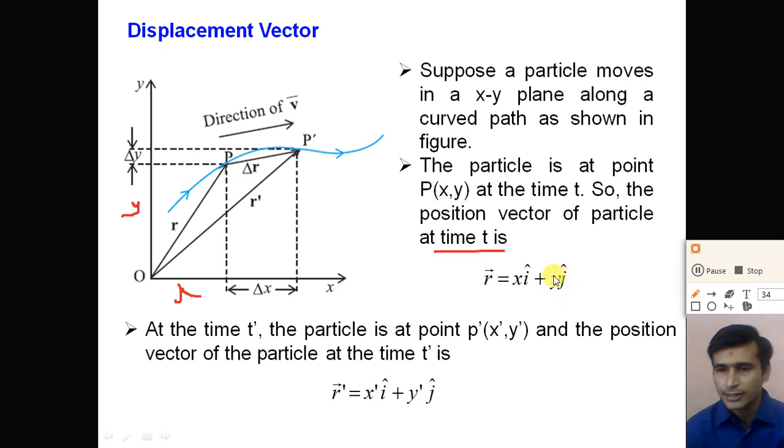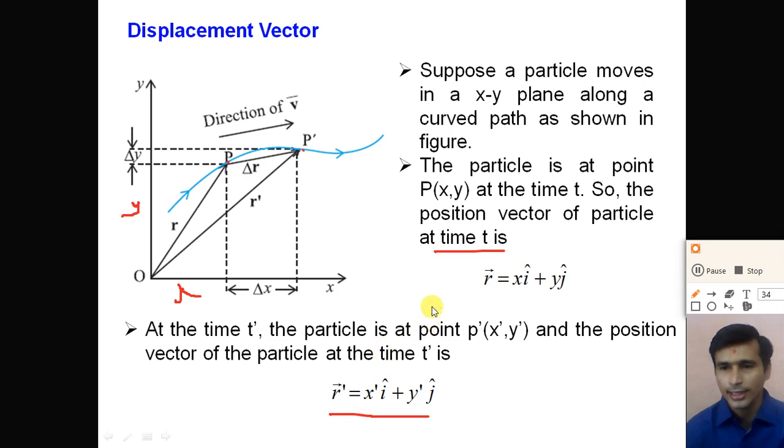Now after some time, at the time t', the particle moves from P to P'. Now here the coordinates of the particle change from x to x' and y to y', right? So the position vector of the particle at the time t' is given by r' = x' i + y' j. So the difference in this position vector is called the displacement vector, right?